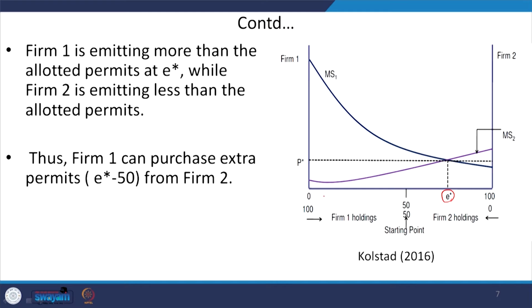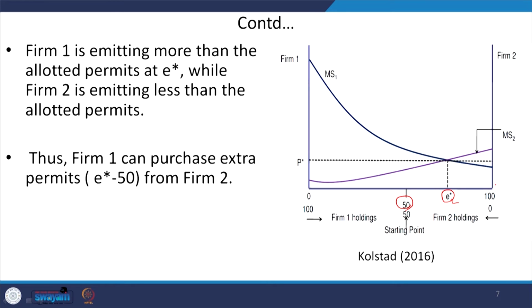However, the government is deciding that only 100 permits can be allowed, and for both the farms, the government has distributed the share of these permits 50-50. So, farm 1 is holding 50 permits, and farm 2 is also holding 50 permits out of 100. But what we are finding here is that this equilibrium holding is E star, that means farm 1 is polluting at E star, which is much more than the 50 allotted permits, right?